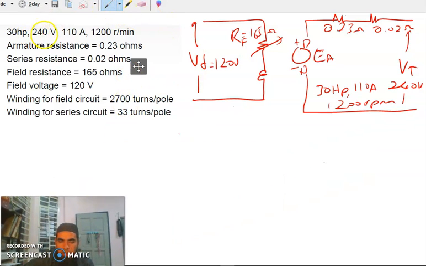30 horsepower, 240 volt of rated voltage, 110 ampere of rated armature current, 1200 rpm of rotational speed. This one happens usually at no load. So the armature resistance is 0.23 ohms, and all together you put it inside the circuit. So we have drawn the circuit of a separately excited DC motor.